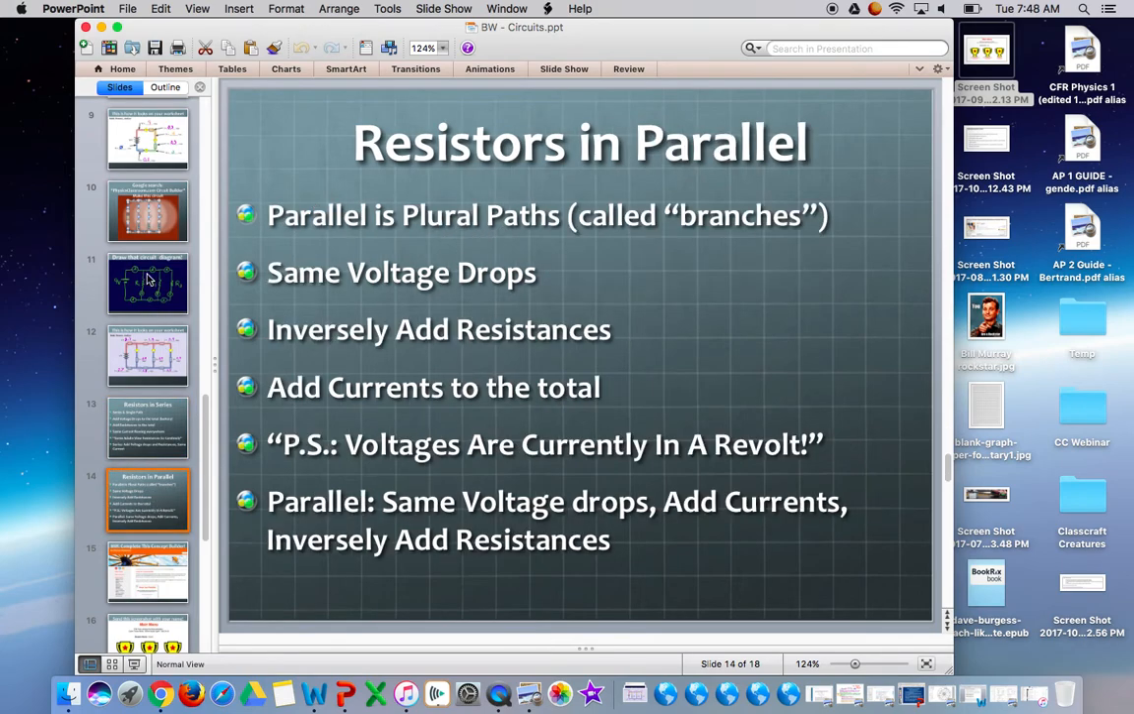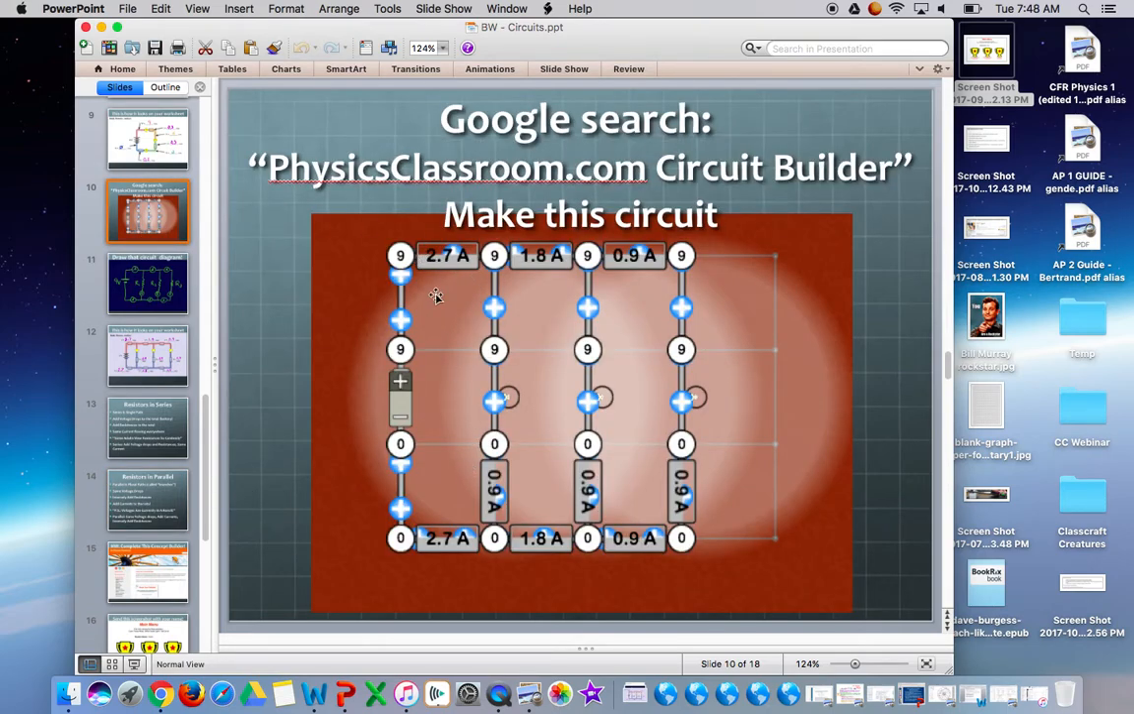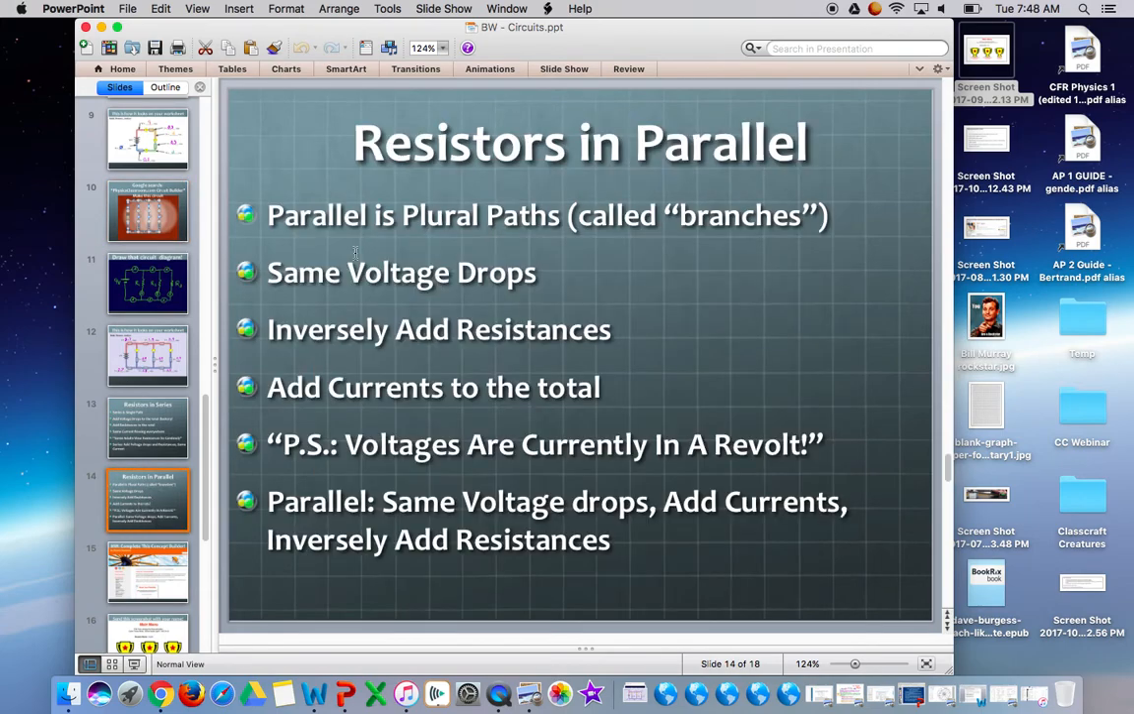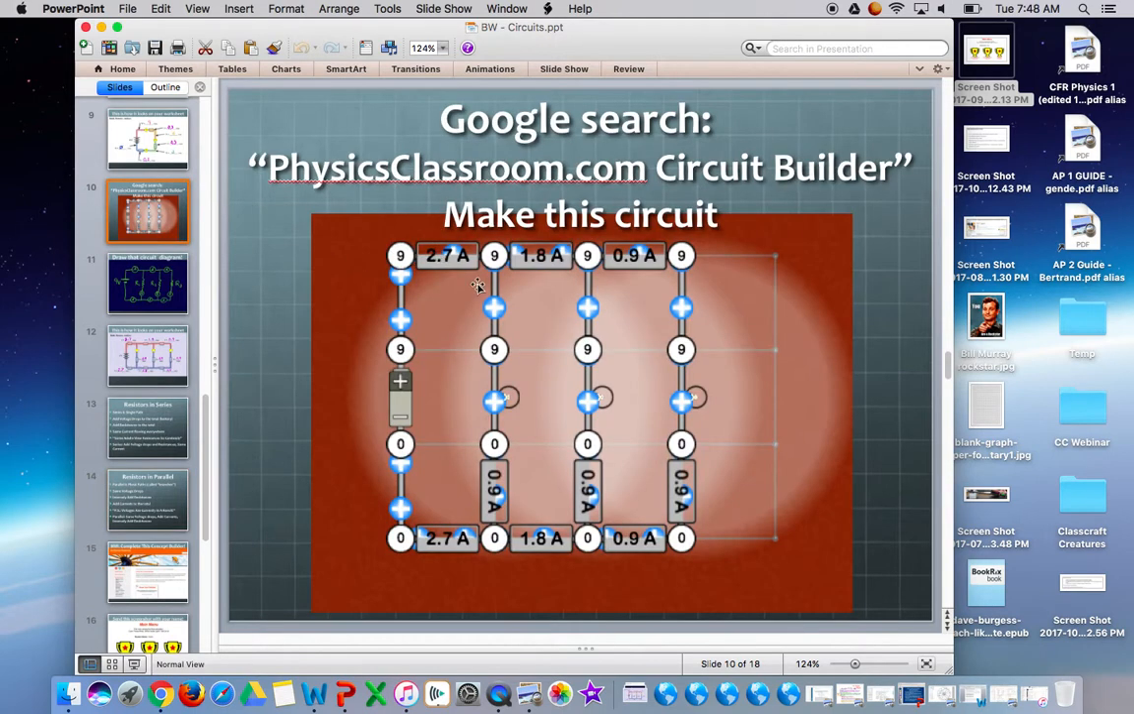Now, what about parallel? Well, in parallel, you're going to see plural paths. So we call these paths branches. And we saw 3 different branches here. We saw 3 different paths. So plural pathways, many pathways. And we're going to see the same voltage drop across each branch. So we saw here 9 to 0, 9 to 0, 9 to 0. We saw a 9-volt drop across each of those.